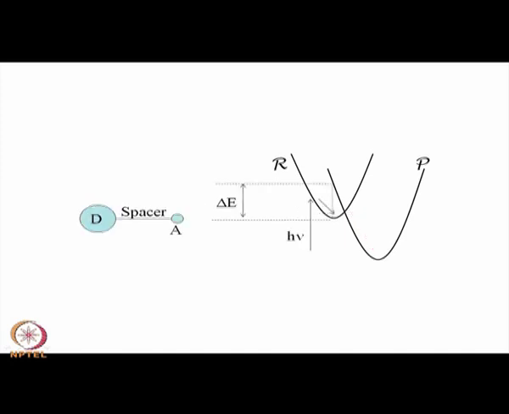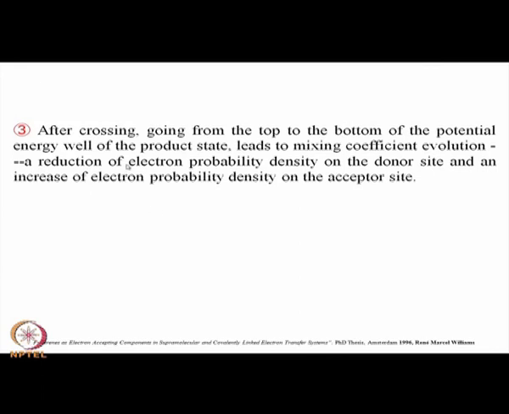Next, after crossing the barrier, it is going from the top to the bottom of the potential energy well of the product state, and this leads to the mixing coefficient evolution and a reduction of electron probability density on the donor side, and an increase in electron probability density on the acceptor side.